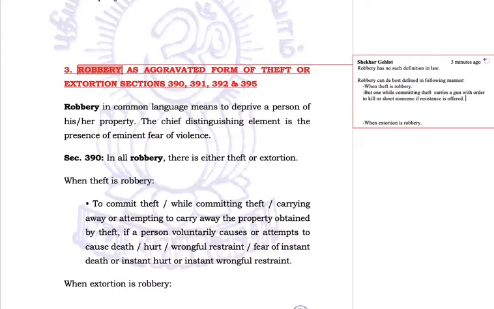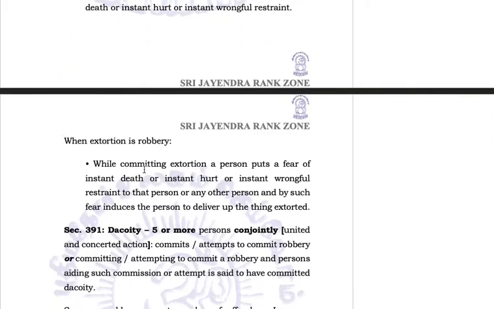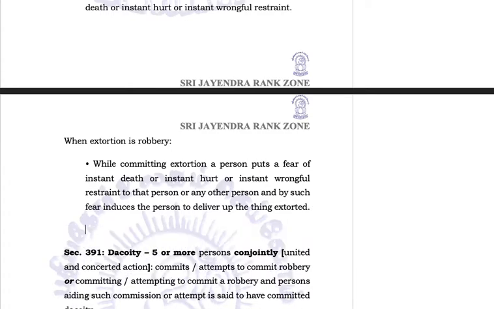Or you are causing instant fear of death in someone. How do you cause instant fear of death or hurt to someone? By putting a gun. You have put a gun, you may not shoot, but that is robbery. Okay, and that is when theft will be robbery. Similarly, when extortion is robbery: while committing extortion, a person puts a fear of instant death or instant hurt or instant wrongful restraint to that person or any other person. By such fear induces the person to deliver up that thing which is extorted.